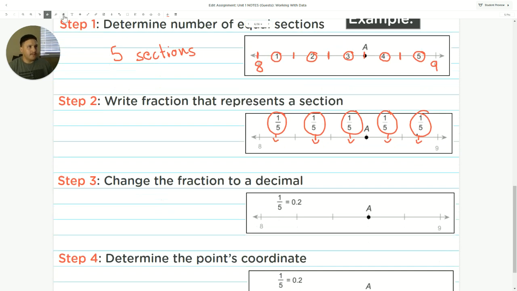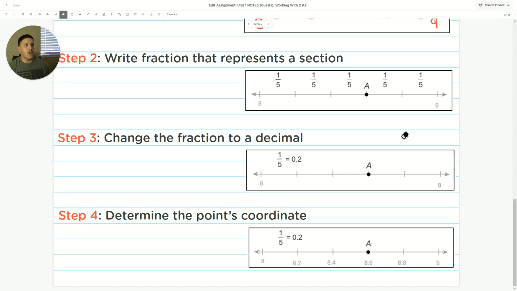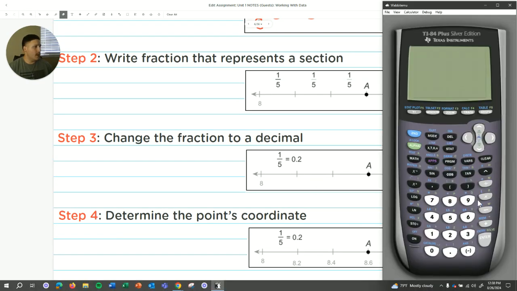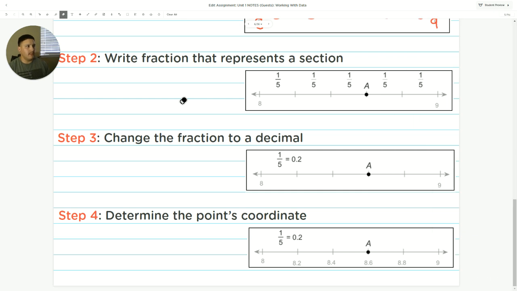Next thing we're going to do is figure out where A is located. You can do this one of several ways. We know 1/5, if we were to type that into our calculator, 1 divided by 5 is 0.2. So each section represents 0.2.